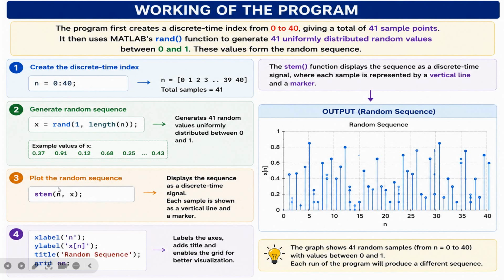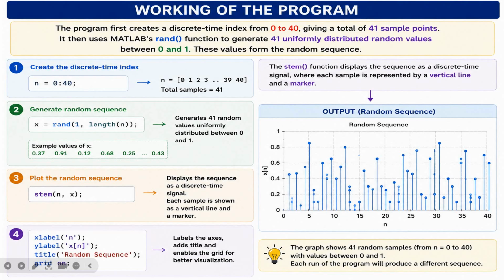Next is the plotting of the graph here. Okay, that is a random sequence. So for that we are using stem(n, x). This stem function plots the random sequence as a discrete time signal. So we are getting the discrete signals here, and n represents the sample index, that is the horizontal axis, and x represents the random amplitude values, that is the vertical axis here.